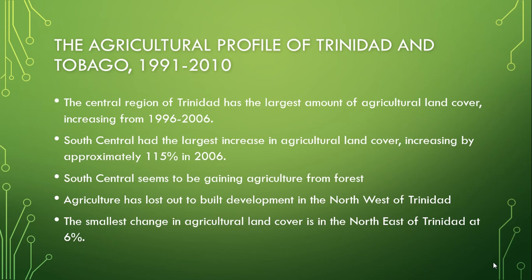Agriculture has lost out to built development in the northwest portion of Trinidad, and that has been taking place for a fair amount of time, because we know that area of Trinidad, not only northwest but also stretching across the east-west corridor, is predominantly urbanized. And then we also have the smallest change in agricultural land cover taking place in the northeast of Trinidad, at only 6%.